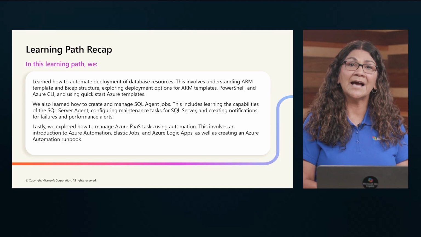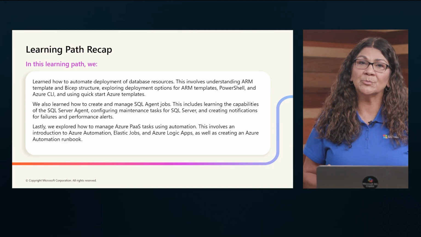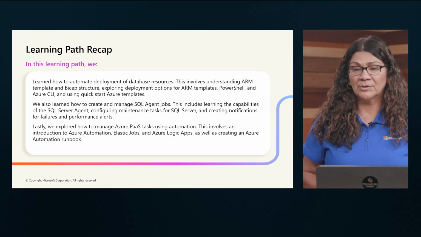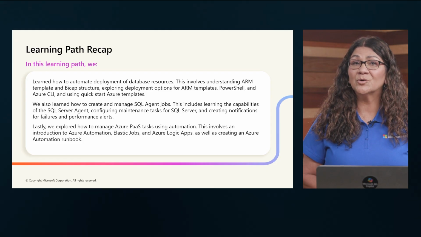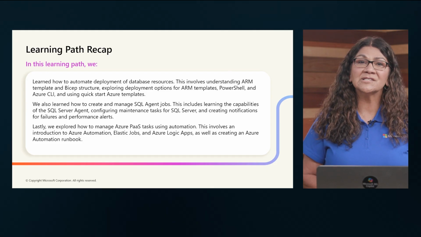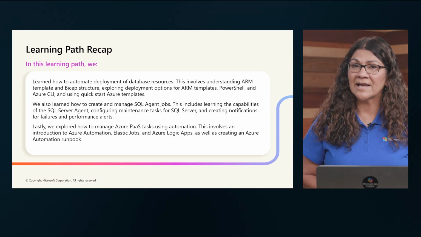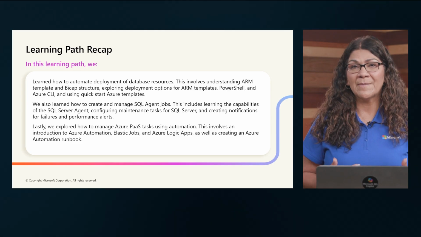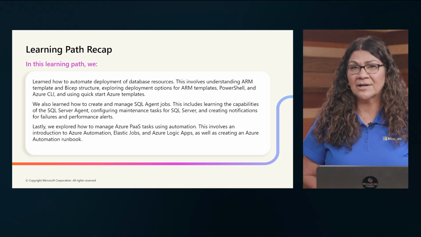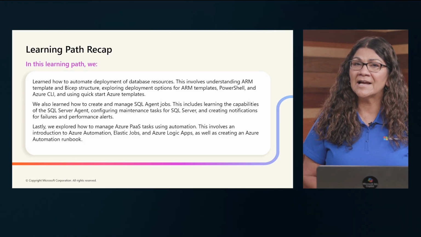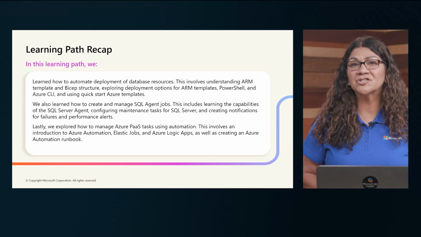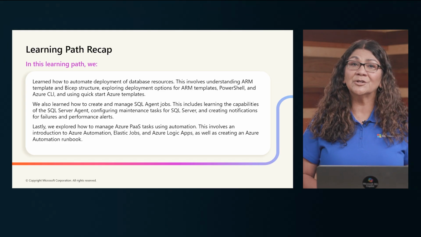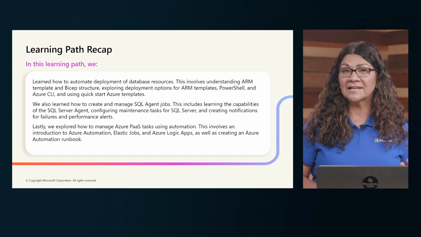In this section, we learned how to automate database resource deployment using ARM templates, Bicep, PowerShell, Azure CLI, and Quickstart templates. We also explored SQL Server Agent job creation and management, including maintenance tasks and alert configurations. And finally, we covered Azure PaaS automation using Azure Automation, Elastic Jobs, and Logic Apps, including building runbooks for scheduled and scalable task execution.